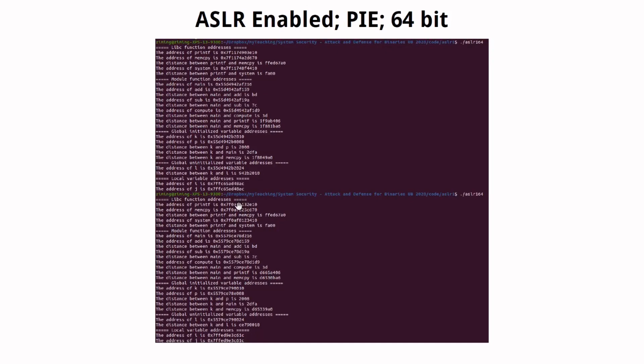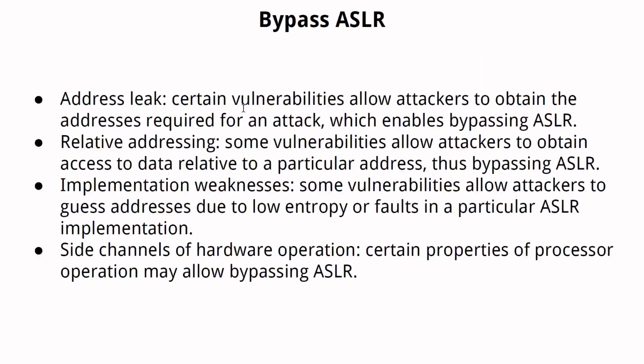With 64-bit, the entropy will be much higher, as you can see here. Probably the middle 6, 7 digits give us something like 20 bits of entropy, which is much higher. However, like all other approaches, this is not perfect. There are many ways to bypass ASLR.